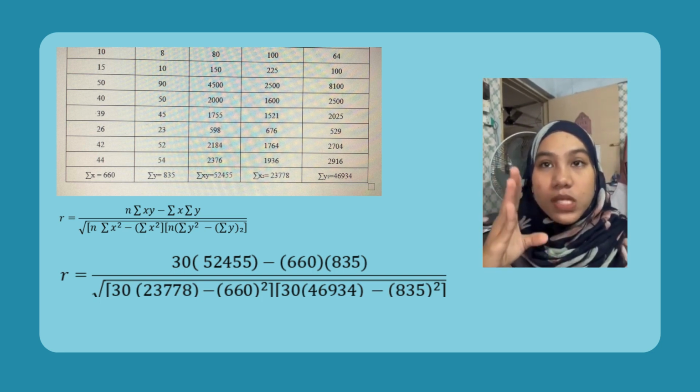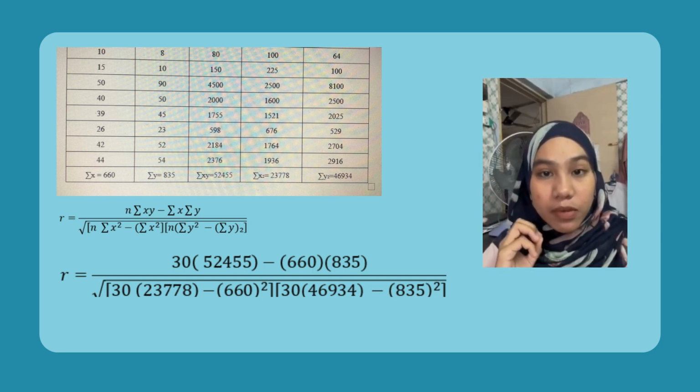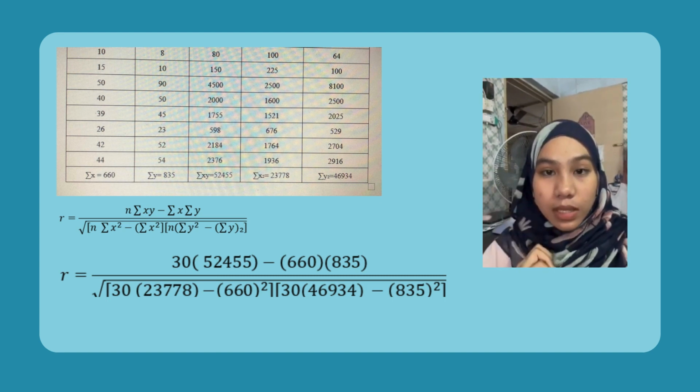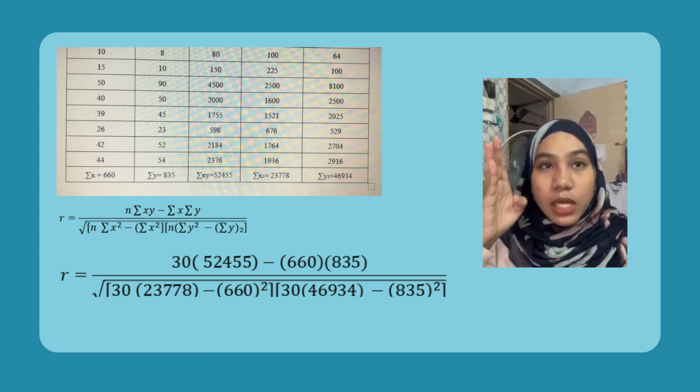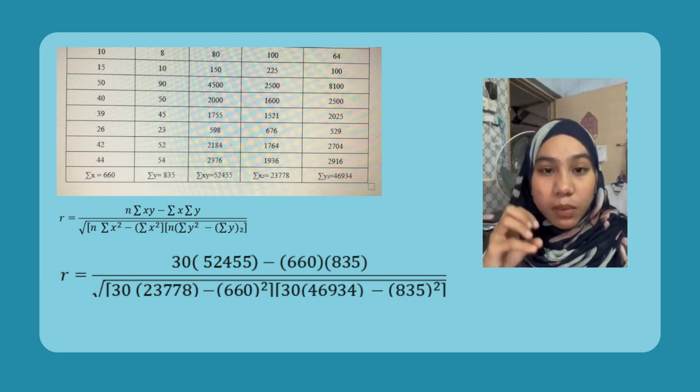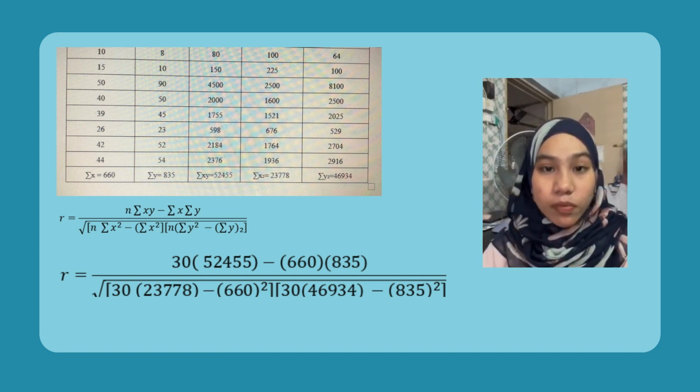In column 1, study time is the independent variable. You must add all the data to get the summation of x. The same goes for the summation of y: you must add all the data from the mathematics result to get the summation of y.